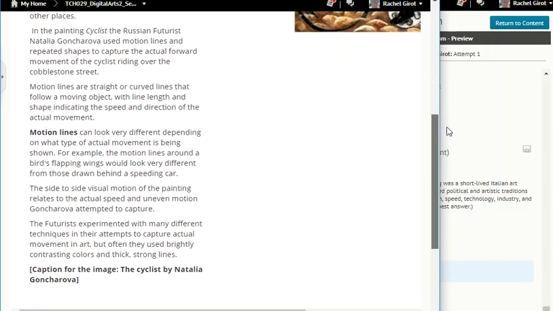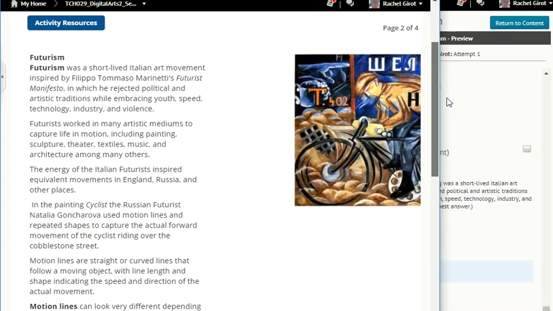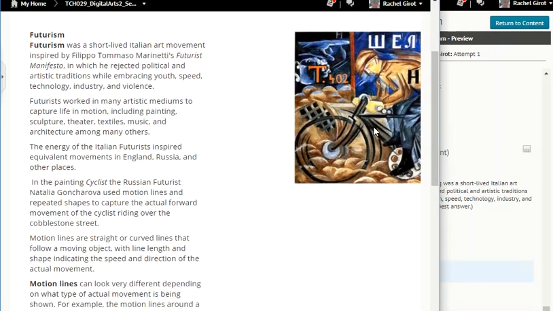Motion lines are straight or curved lines that follow a moving object with line length and shape indicating the speed and direction of the actual movement. So I'm taking a look at those motion lines. Here we go. We got some motion lines right here. Okay, nice. Maybe some motion lines along the back, and here's some diagonals.